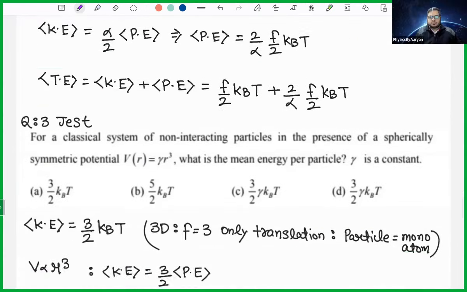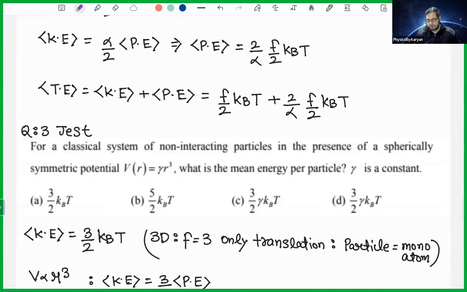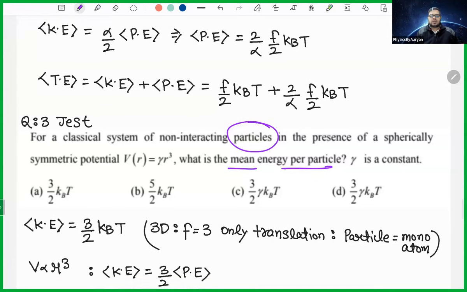Sure. Let's start with the JEST PYQ. For a classical system of non-interacting point particles in the presence of a spherically symmetric potential, gamma r cube, what is the mean energy per particle? So let's first find the kinetic energy. By looking at r, can you say it is 3D? If it is not given, you always take it as 3 dimensions. R is radius, so you can easily take it in 3 dimensions, right?